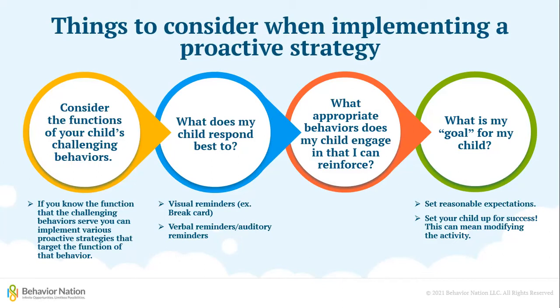Finally, consider what your goal is for your child. When you are considering the goal you have for your child, ensure you are setting reasonable expectations for them. You want to set up your goal so that they are capable of achieving it. This means that you could modify the task or activity to essentially meet your child where they're at. This means that you will set them up for success.